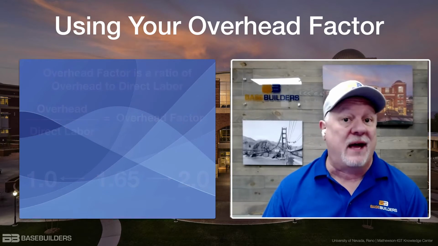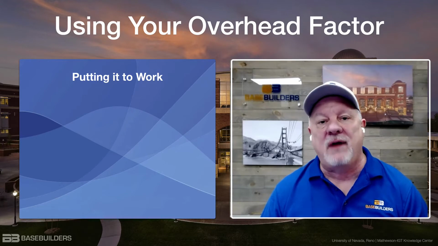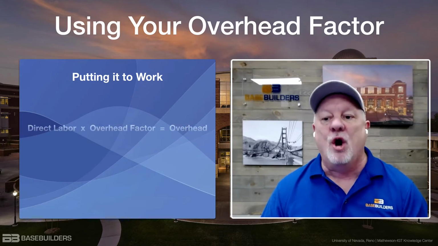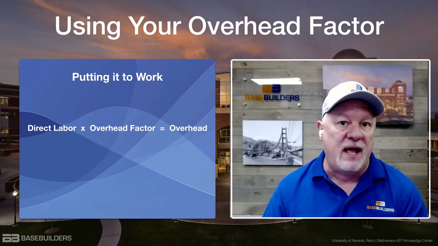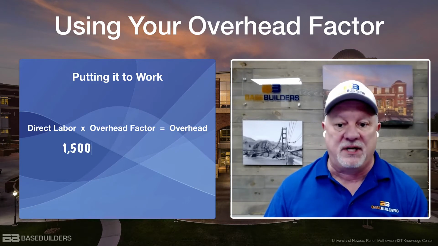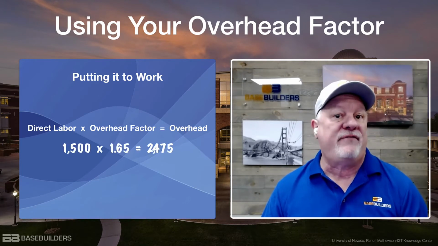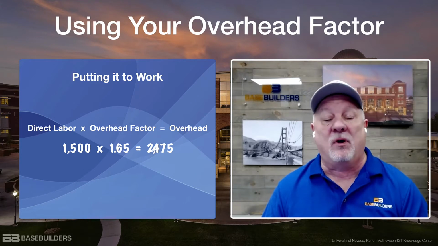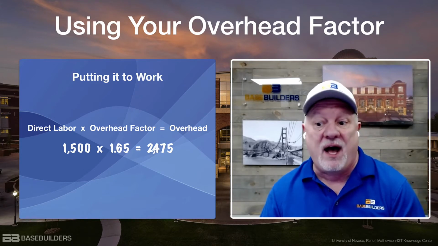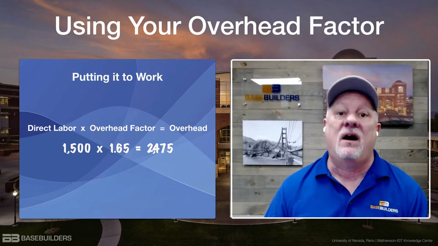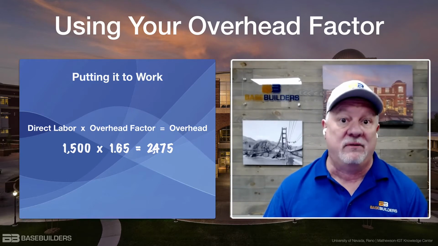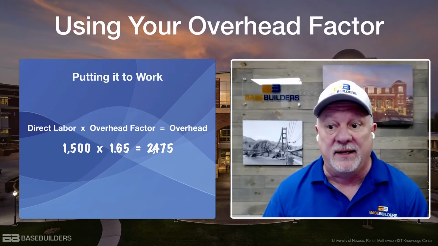Now we're going to put that to work. You're going to take your direct labor for a given project, multiply it times the overhead factor, and that will give you the overhead that needs to be burdened to that project. So if we had $1,500 of direct labor, we'd multiply times 1.65, and that would give us $2,475 of overhead. I know, it's a lot, but that's the reality.